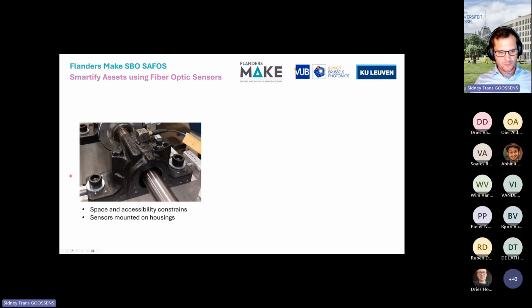Now, the traditional problem is that there are space constraints. Here you see there is a bearing. Well, you don't see it because it's in the housing, meaning that it's very difficult to access the bearing directly with sensors. So typically, if you want to monitor that specific bearing, you have to install the sensors, like you see this accelerometer here, on the housing itself, and you cannot come much closer than that.